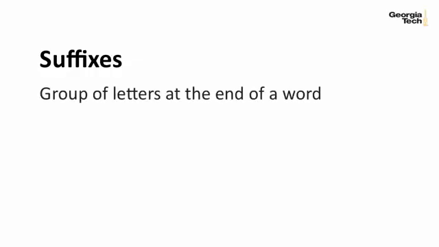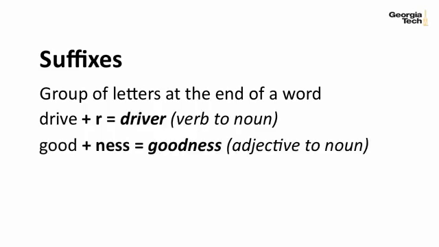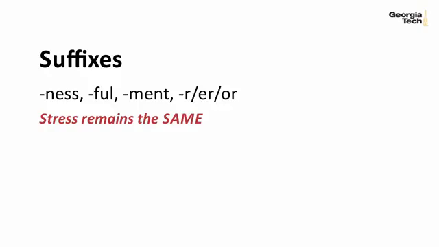Last, let's look at some common suffixes and how they affect word stress. A suffix is a group of letters on the end of a word that changes the word form. For example, adding "r" after the verb drive forms the noun driver. Adding "ness" after the adjective good forms the noun goodness. Many suffixes do not change the stress of a word, as in the following. When you add "ness," "ful," or "ment" to a word, the stress remains the same.